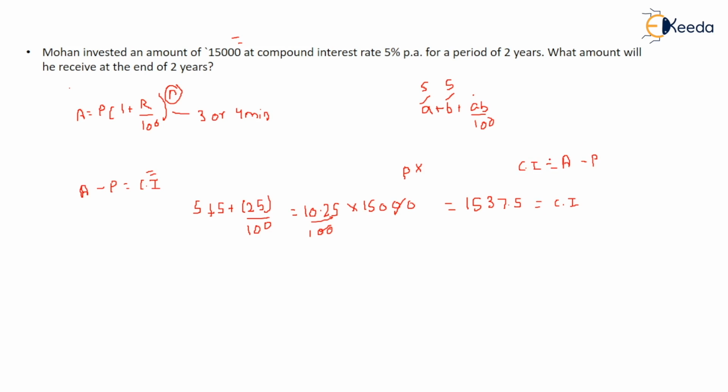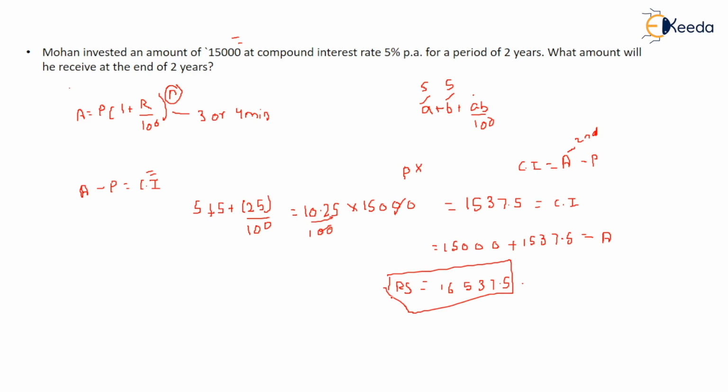So you can add simply the principal, so you will get the amount after 2 years. So when you add 15,000 in this, principal plus compound interest, what you get? You get the amount, or the money that you are going to get after 2 years. So this is equivalent to 16,537.5. This is the amount that you will get after 2 years.